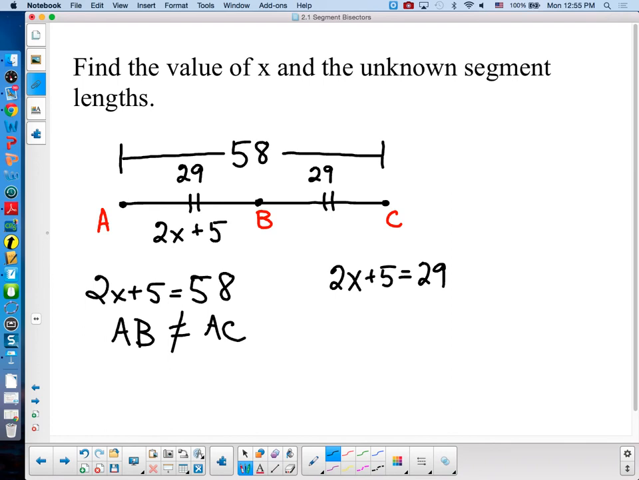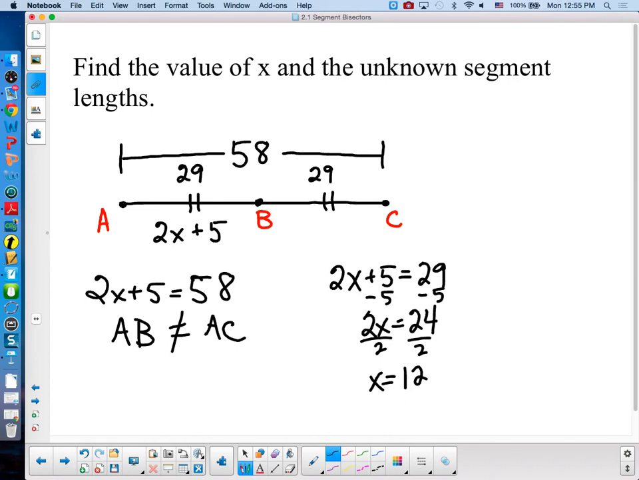There's another way you could do it. Subtract 5, 2x equals 24. Divide by 2, x was 12. And I think we've got every segment figured out because we have 29, 29, and 58 as our answers. You know, I said there's another way.